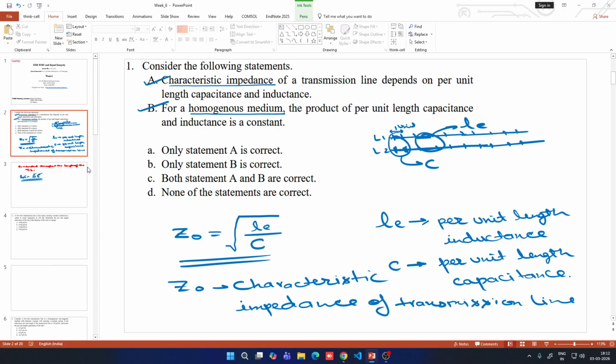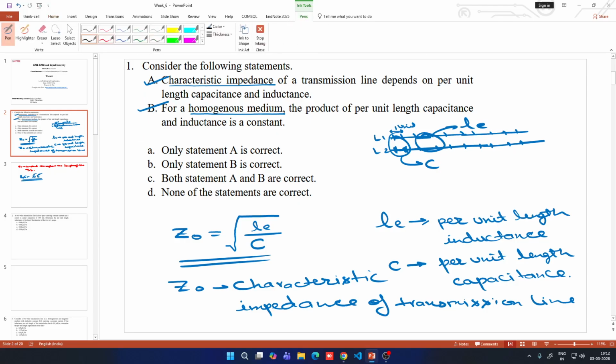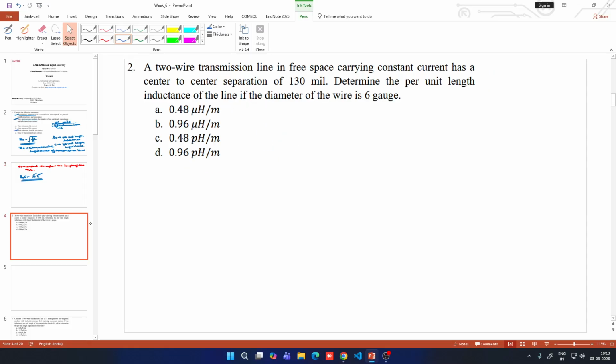Yeah, exactly, 1C is correct. Both statement A and B are correct. I hope everybody understood this. If you have any doubt, you can ask me. If it is clear, we will move on to the next problem, question number 2.